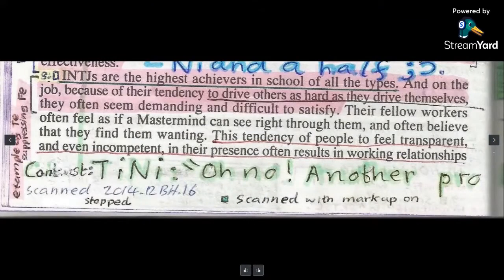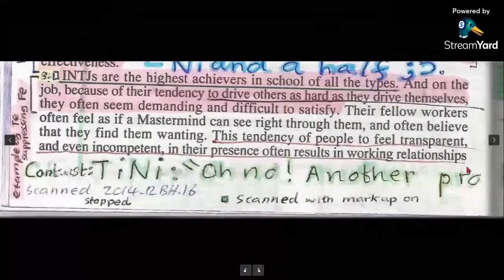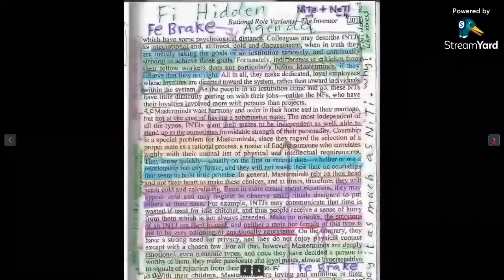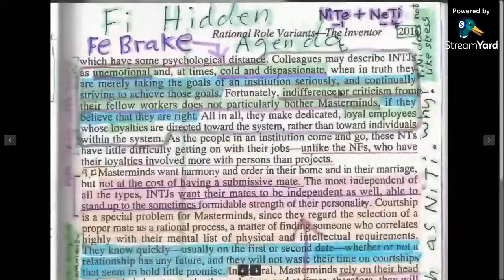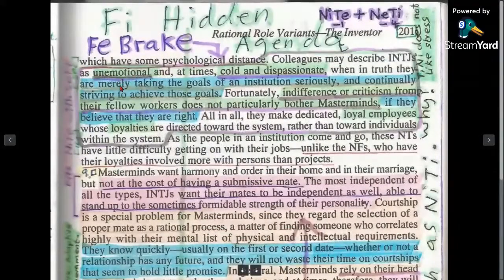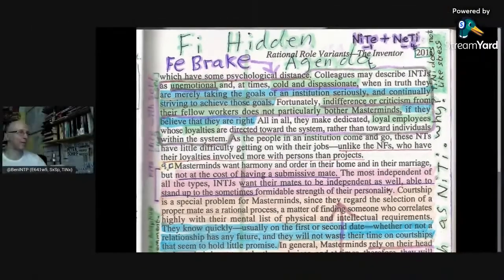Right, and then we actually get quite a lot of FE stuff in this Keirsey profile. This is a bit of a build-up to it, in that this tendency of people to feel transparent and even incompetent in their presence often results in working relationships which have some psychological distance. Colleagues may describe INTJs as unemotional. Reduced affect display. Right. And at times, cold and dispassionate. So it's super consistent with FE break in the Socionics ILI. When in truth, they are merely taking the goals of the institution seriously and continue striving to achieve these goals.